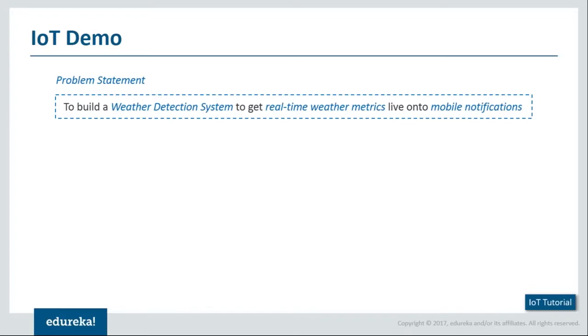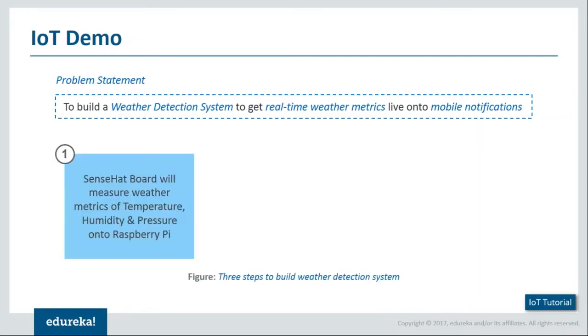Now that we've installed Raspbian on Raspberry Pi, it's time we begin with the demo for this session. We're trying to build a weather detection system to get real-time weather analysis, which basically is the pressure, temperature and humidity. And we want to get a live mobile notification for this. For that, we'll first be using the Sense HAT board, which will help us measure various metrics like temperature, humidity and pressure on the Raspberry Pi.